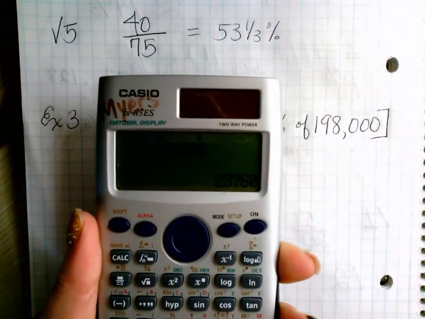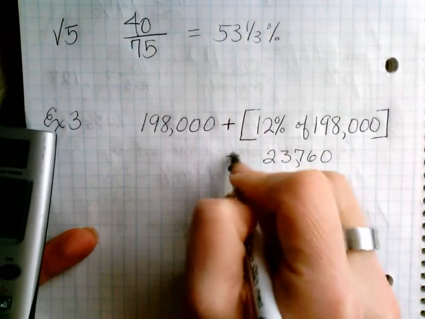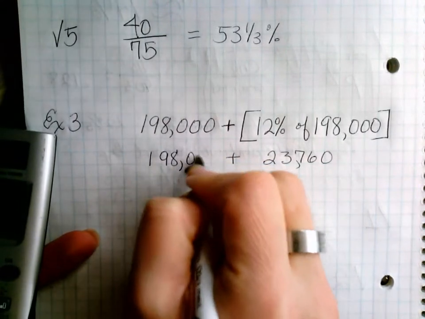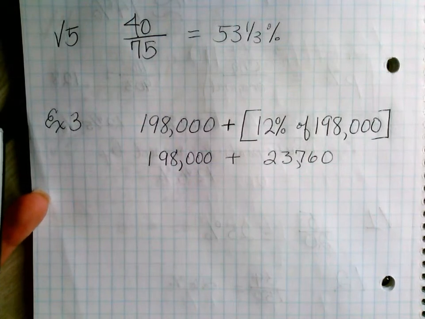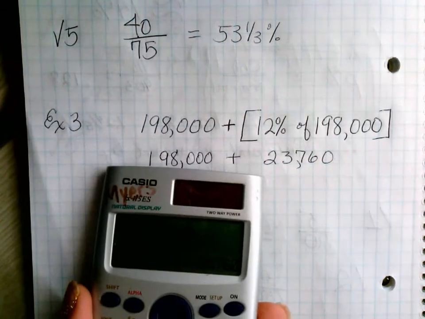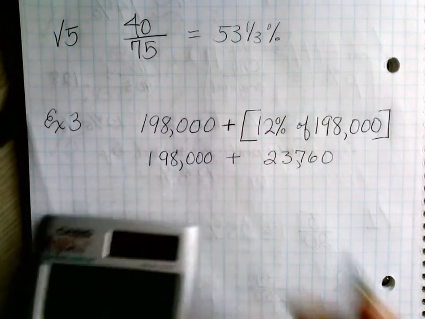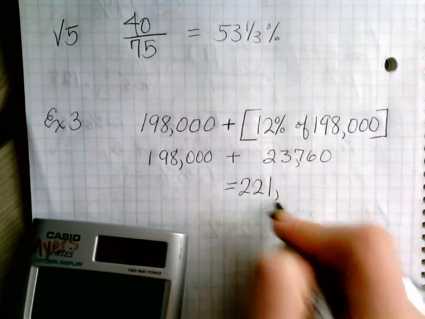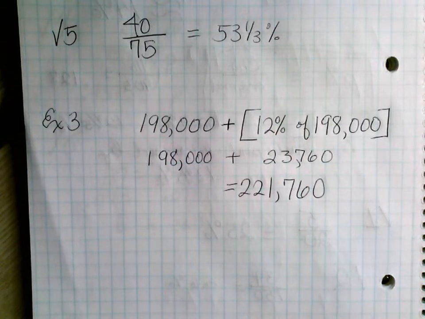And I believe I got 23,760. And that I am going to add to 198,000. You guys with me? Pay attention. So I should come up with 221,760. Let's make sure I did. Plus the original, 221,760. So to answer that question, we increased by 12%. We now have 221,760 participants.